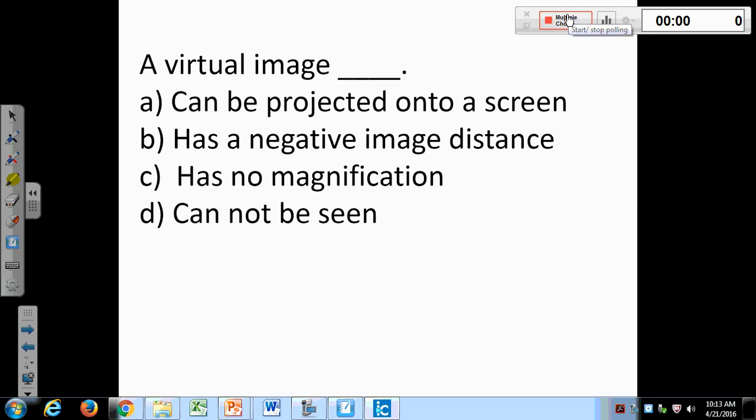The virtual image, which of these? Can be projected, has a negative image distance, has no magnification, or it cannot be seen.